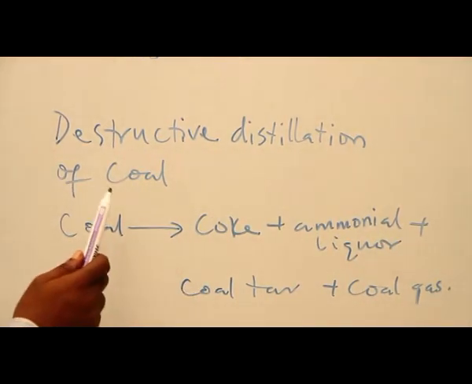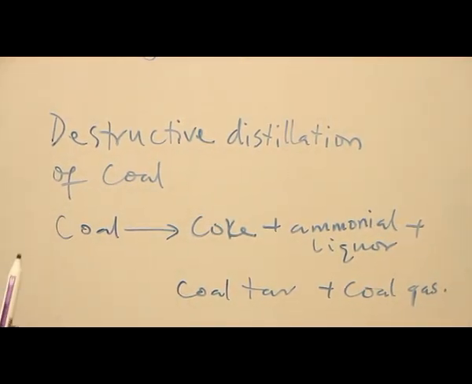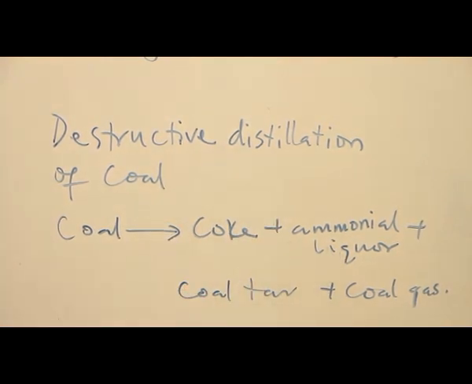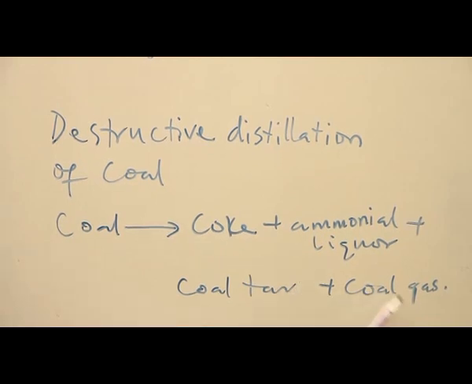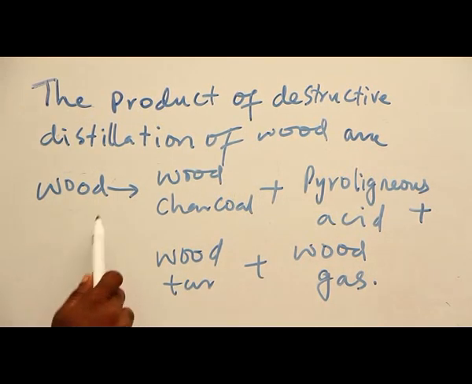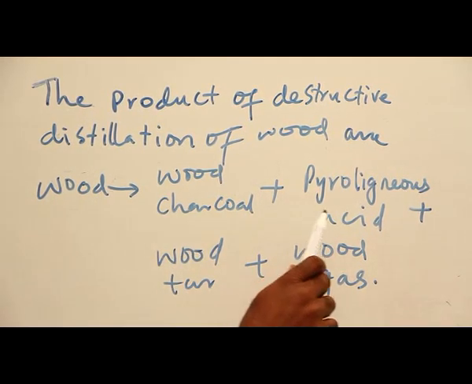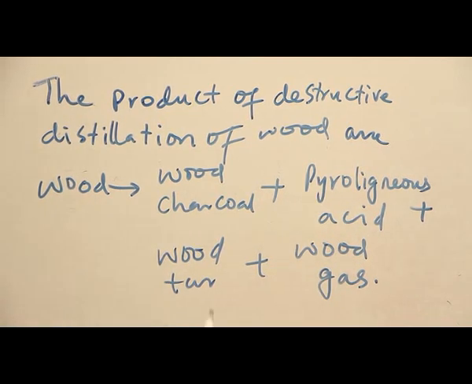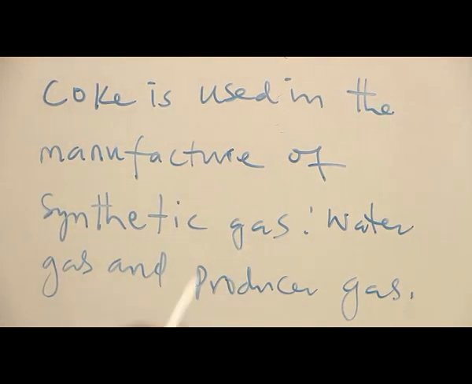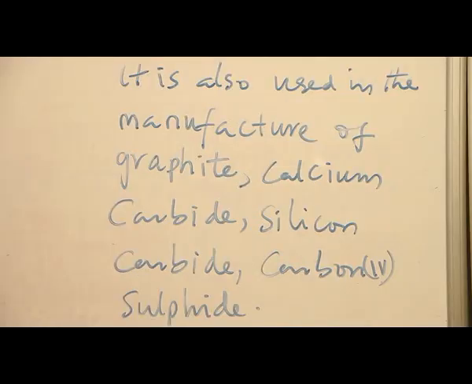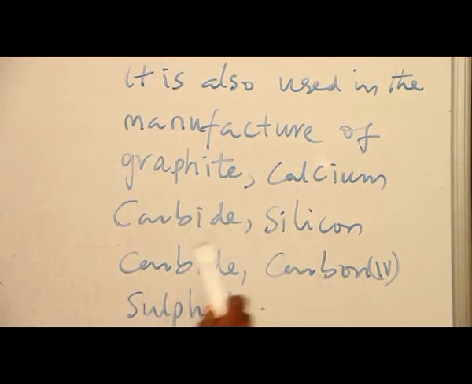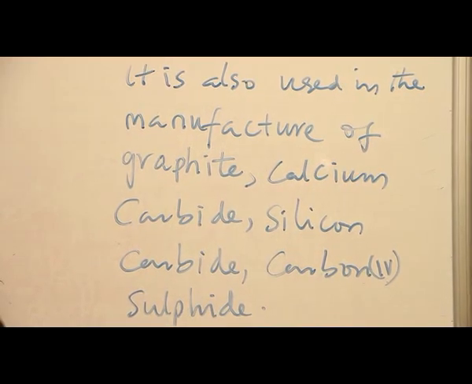Destructive distillation of coal. The products of destructive distillation of coal are coke, ammoniacal liquor, coal tar, and coal gas. The products of destructive distillation of wood are wood charcoal, pyroligneous acid, wood tar, and wood gas. Coke is used in the manufacture of synthetic gas, water gas, and producer gas. It is also used in the manufacture of graphite, calcium carbide, silicon carbide, and carbon 4 sulfide.